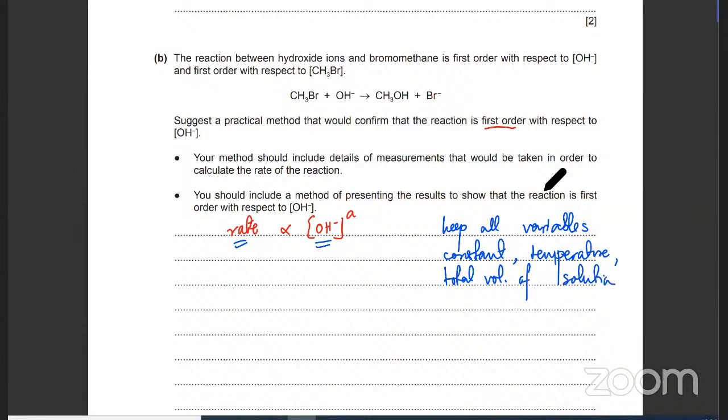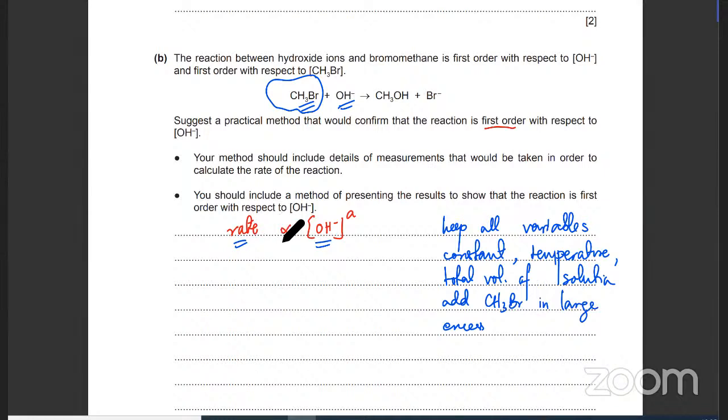And the rate is dependent on two reactants, so you have to keep the other reactant constant as well. How do you keep the other reactant constant? You're going to add it in large excess. If we don't mention the excess and just say we're keeping the concentration constant, will it get the mark? I think you should mention that you're adding it in large excess to keep its concentration constant, because they're going to ask how you keep it constant. So you're going to add CH3Br in large excess. That's the first thing: keep all other variables constant.